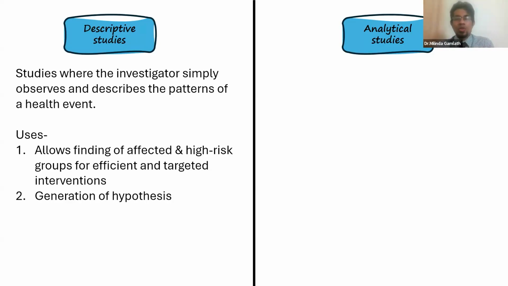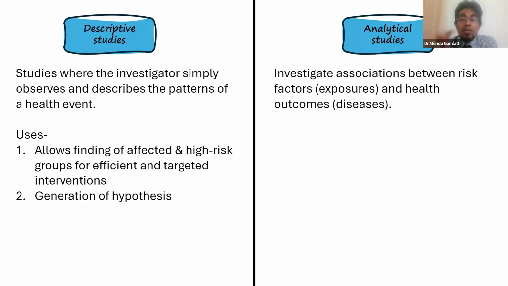Sorry. So moving on, analytical studies. On the other hand, analytical studies investigate the association between a risk factor and outcome. So now we are going into testing of a hypothesis. Basically, analytical studies look at two variables and see whether there is an association between these two variables. These variables are usually called exposure and outcome.